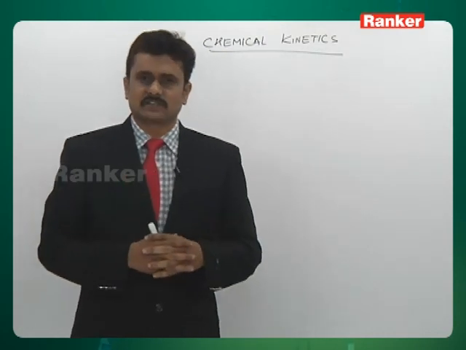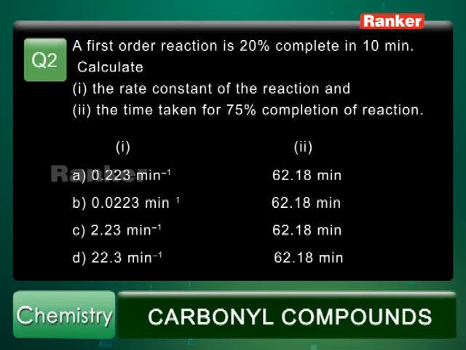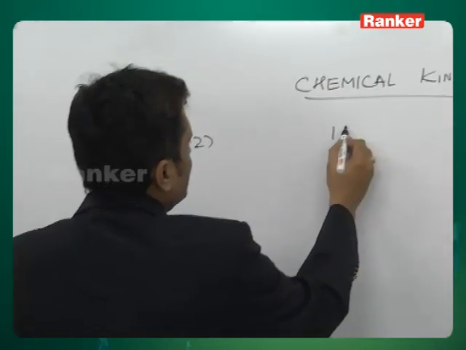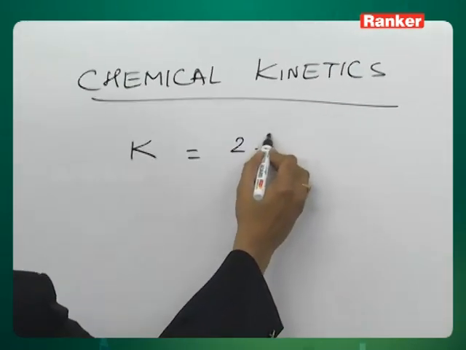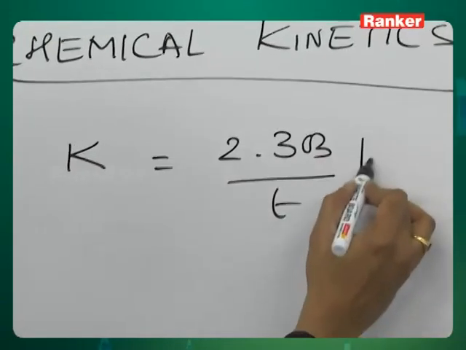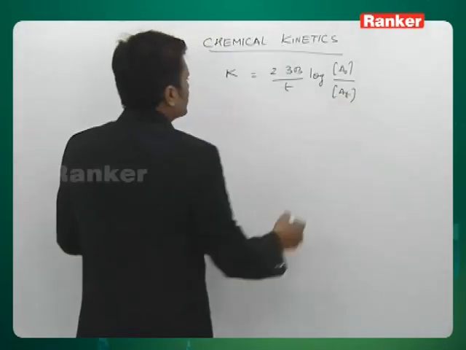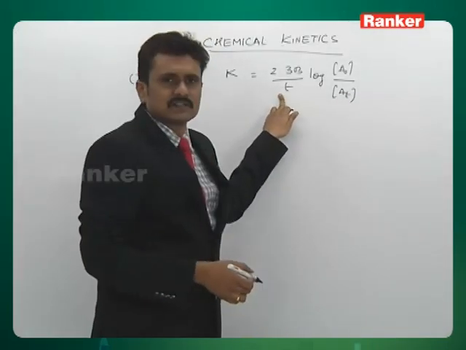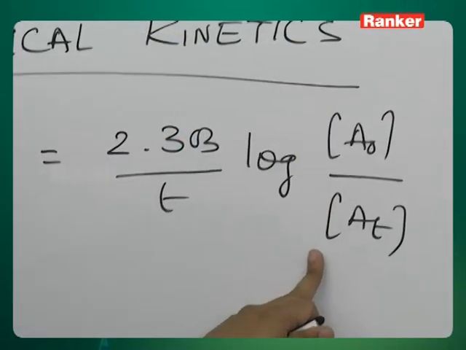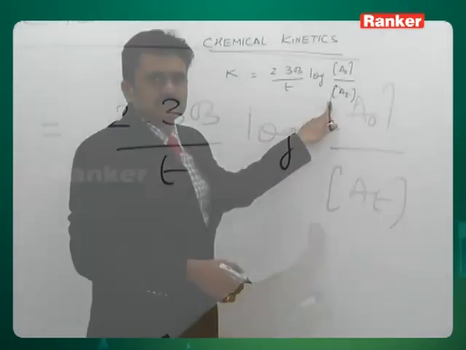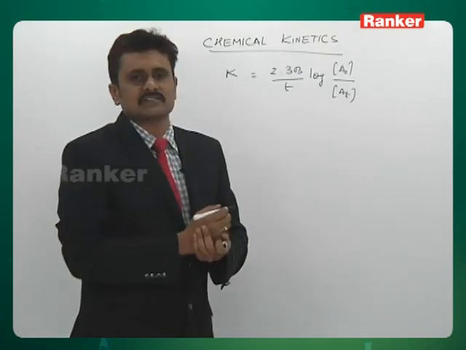Now, the second question is, we have a first order reaction which is 20% complete in 10 minutes. Then you have been asked to find the rate constant for the reaction and also the time taken for the completion of 75% of the reaction. So, over here, we have been given that it's a first order reaction. As far as a first order reaction is concerned, the integrated rate law clearly suggests that K can be calculated using this expression, where the rate constant is calculated at a stipulated time by using the initial and final concentration of the reactants. Now, it's given that 20% of the reaction is over in 10 minutes.